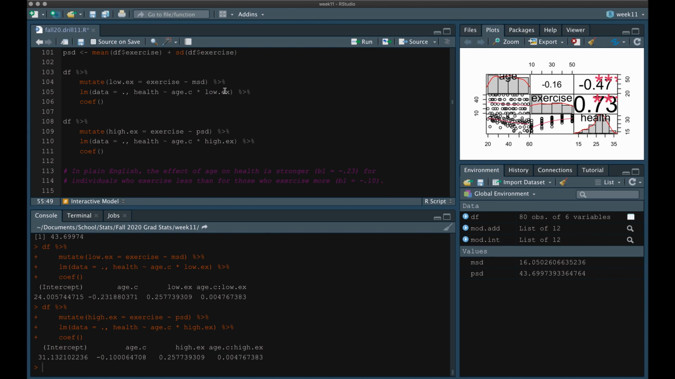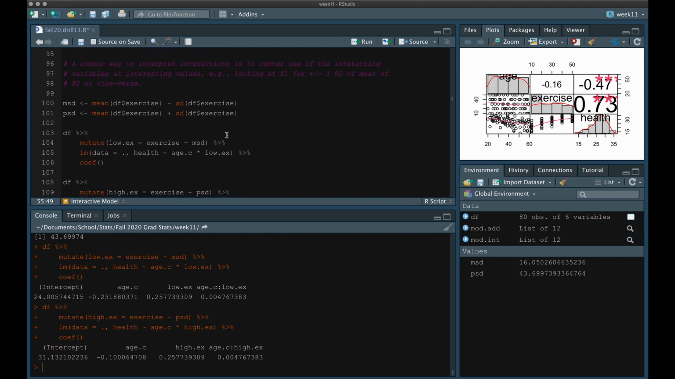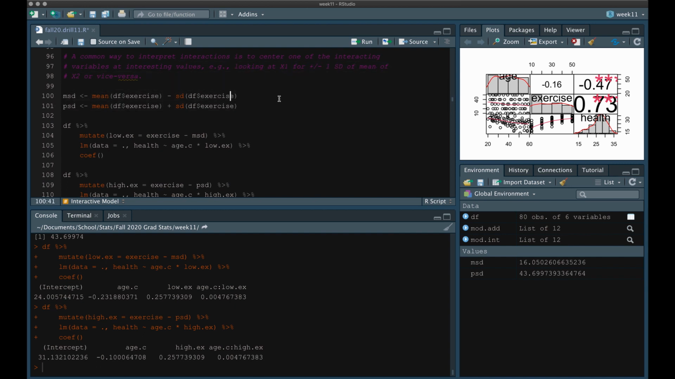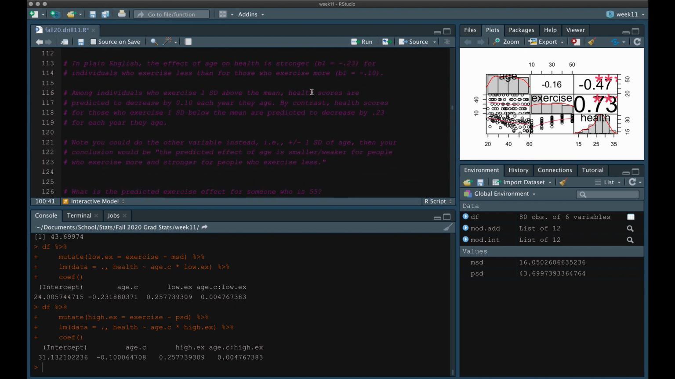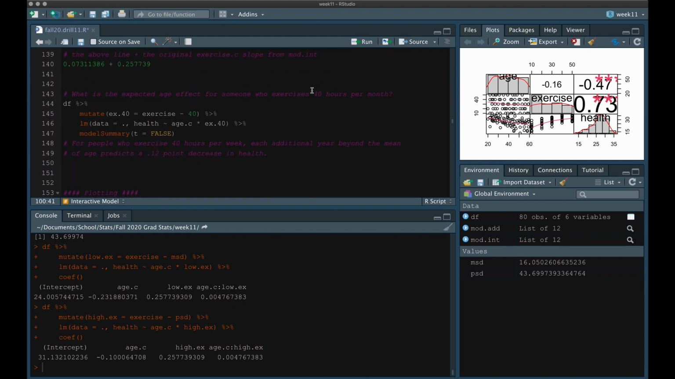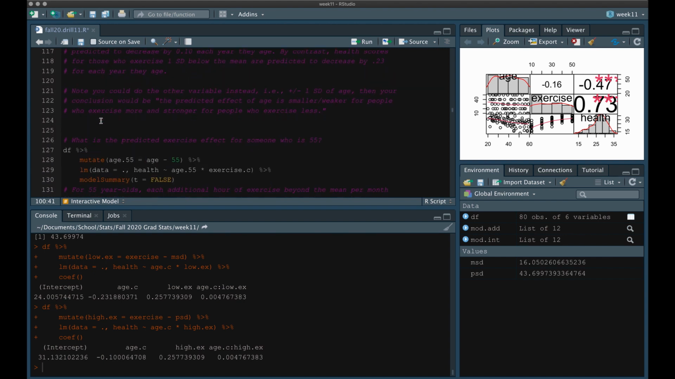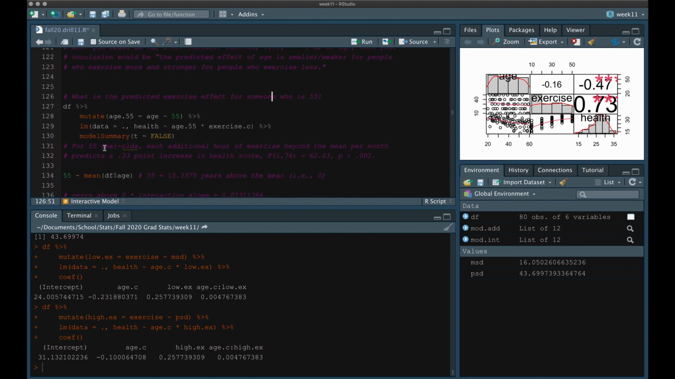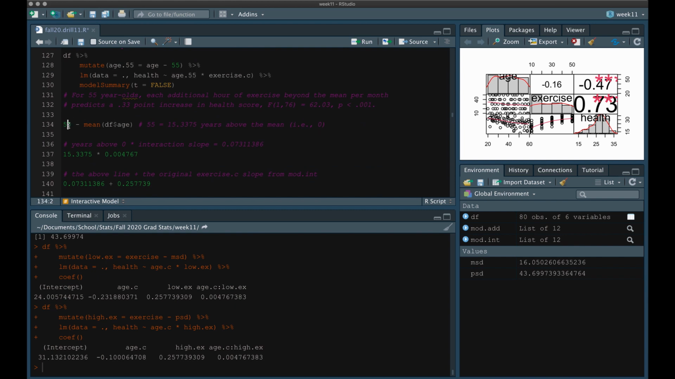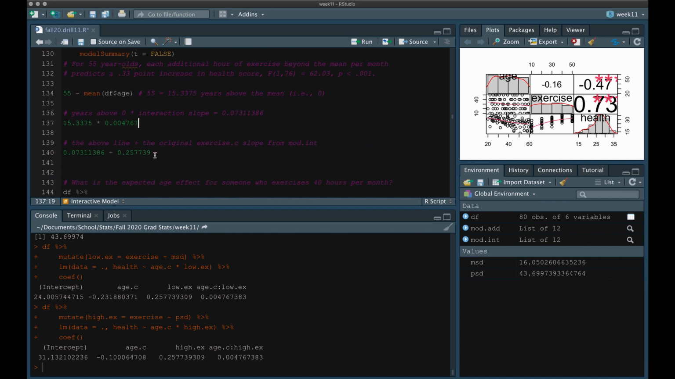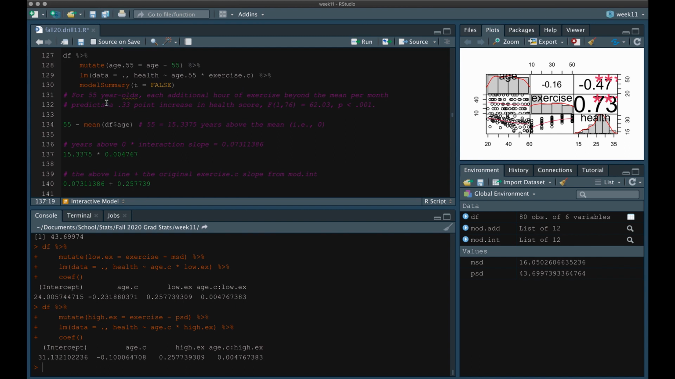So in this case, conceptually and theoretically, it's more interesting to look at plus and minus the standard deviation of exercise, but just know that could go the other way. So coming back to this, we already looked at the predicted exercise effect of someone who's 55, and we saw that you can just center age on 55 and run the model again with that new centered variable, or you can manually compute where that 0.33 point increase came from for 55-year-olds.